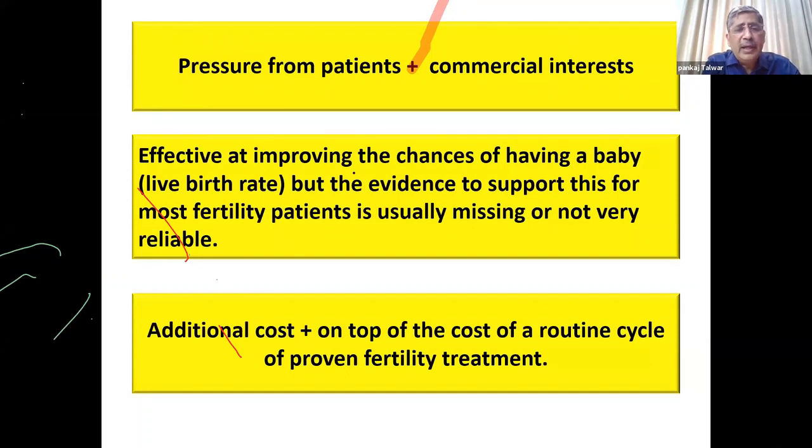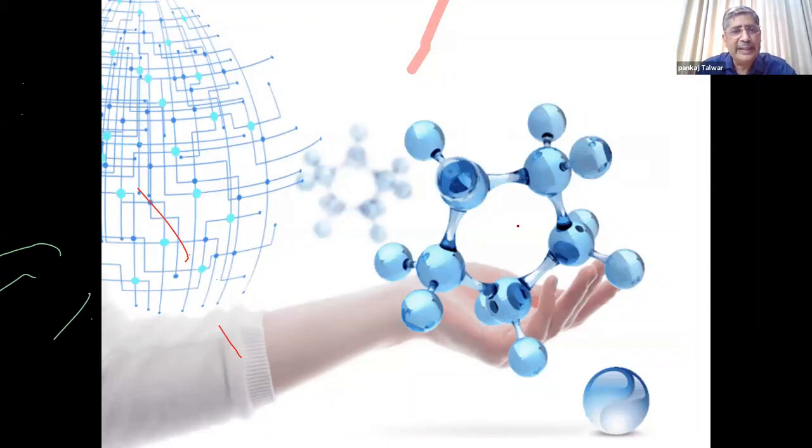They can be effective in improving the chances of having a baby, but we have to get to the data. Do we have complete support that they are having increased live birth rate or clinical pregnancy rate? Till the time we don't have that, don't add on these drugs. In case you add on, tell them that it is for research and it's experimental, and you're paying for an experimental treatment on yourself. This you must do. It's an additional cost for the patient on top of the routine cycle of proven fertility treatment.